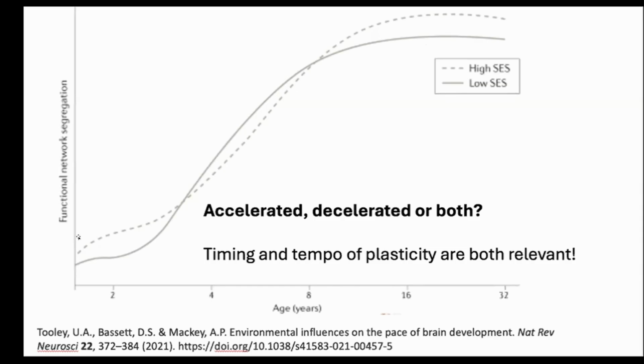So the high SES participant could show initially higher metrics in brain development, then have a protracted or slowed down trajectory towards the adult level, and still obtain higher levels as adults. So it is a key question to many of the developmental neuroscience studies. Is this brain development accelerated or decelerated, or can it be both? So timing and tempo of plasticity during brain development are both relevant.